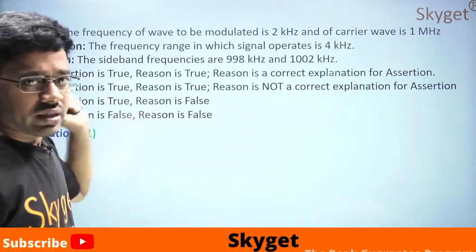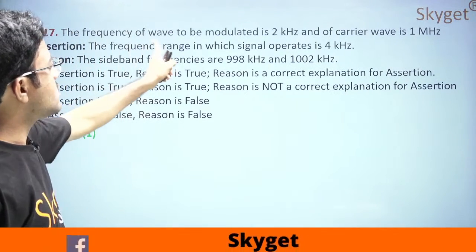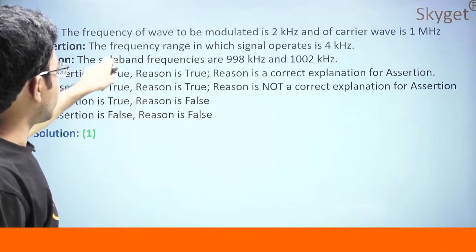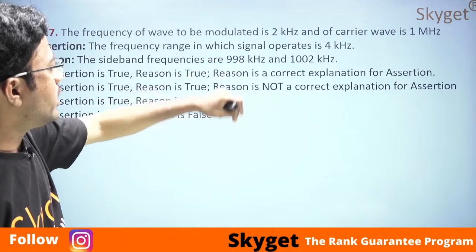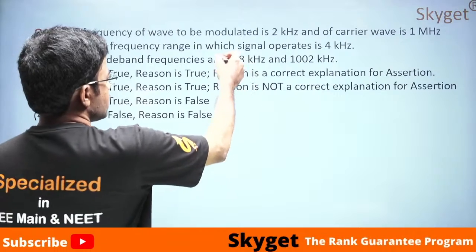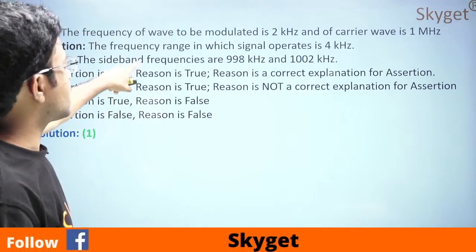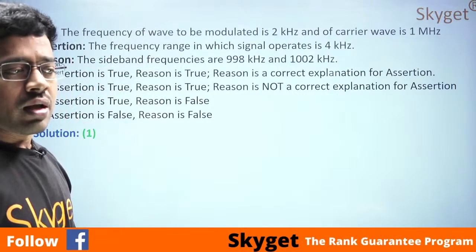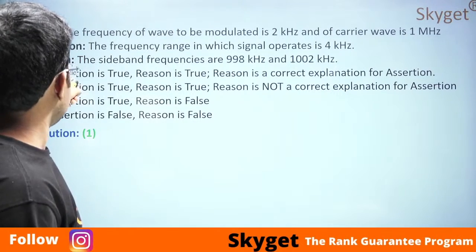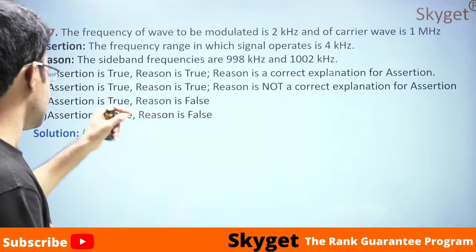So he has given 2 statements here. The first one is the assertion, where it gives the frequency range in which the signal operates as 4 kilohertz, obviously. Then the sideband frequencies are 998 kilohertz and 1002 kilohertz. So here both the assertion and the reasoning are right, and the reason is the correct explanation of the assertion. So the assertion is true, the reason is true, and the reason is a correct explanation for the assertion, that is option 1.